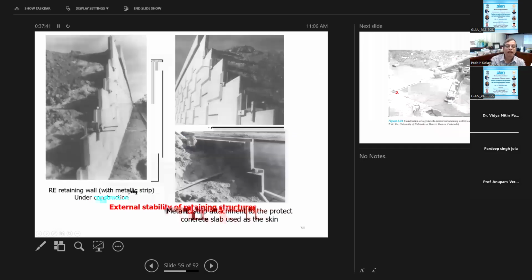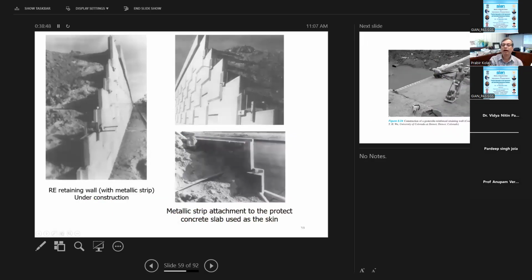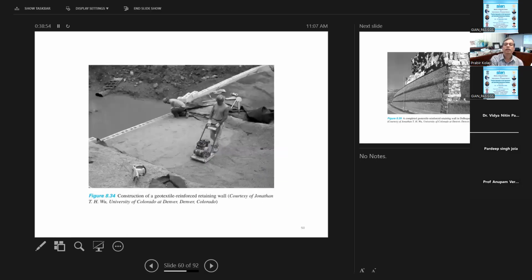This is how it looks like, a retaining wall with metallic strips under construction. So mostly you can see here, the metal strip is there, and then you compact it with the sand. Okay. And then this is another geotextile. So put a layer of geotextile, then put a sand layer, and then compact it using vibration because it's granular sand. And then after you compact it and fill with soil, then put another layer and compact it, then put another layer like this.